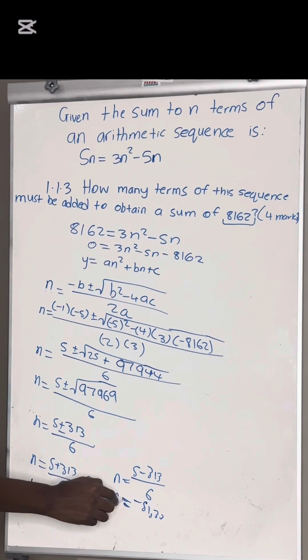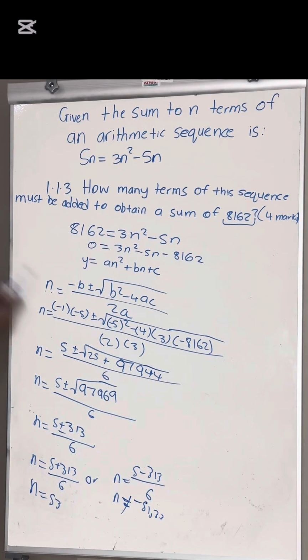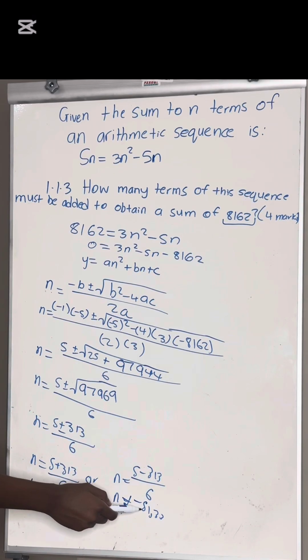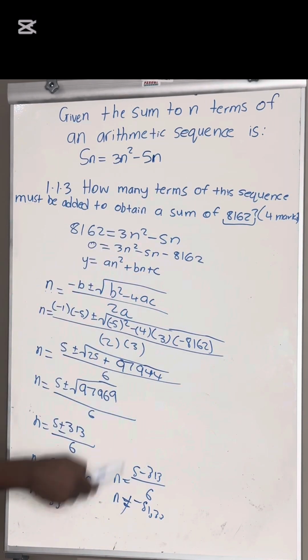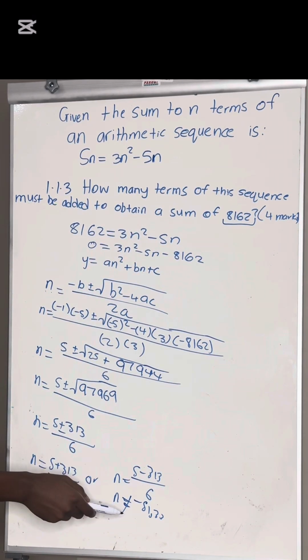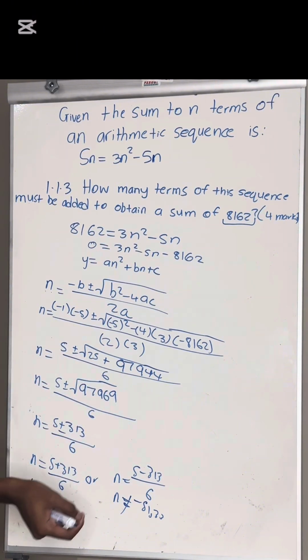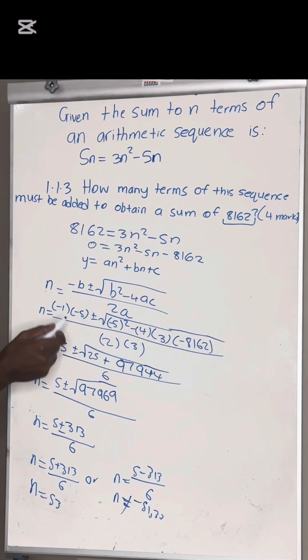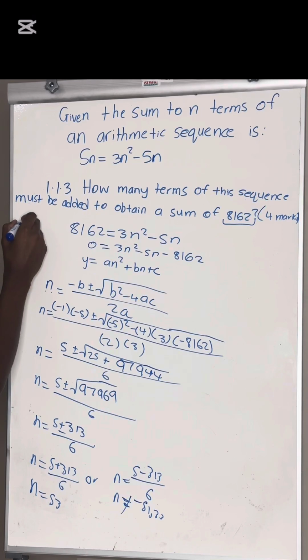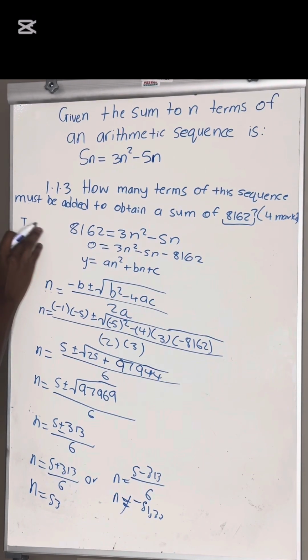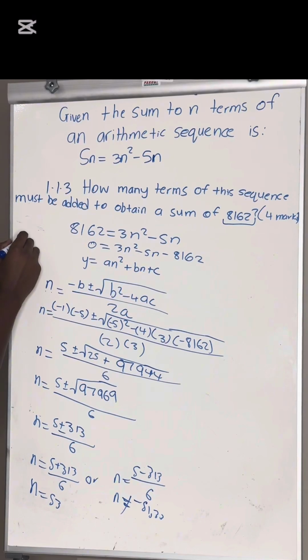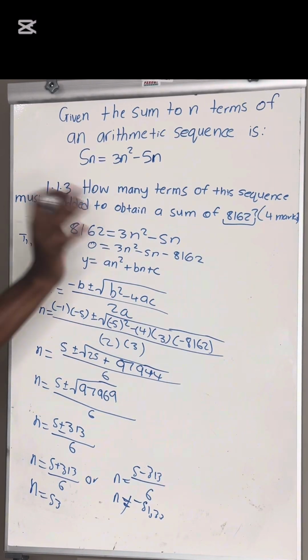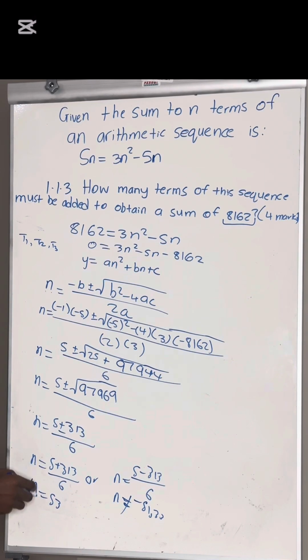Now here's the thing. N cannot be this one because we have a negative solution. And in dealing with terms, you can never ever have a negative term. You can have a negative value, but you can't have a negative term. You can't have term negative 3. There's no such thing as term negative 3. All starts from term 1, term 2, term 3, and so on. So n is equal to 53 is the final answer.